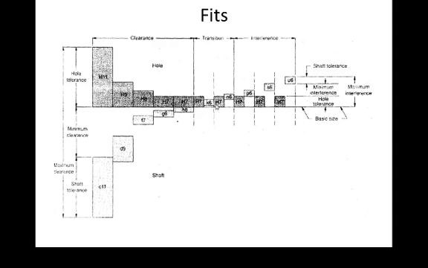Now a transition fit is intermediate between the clearance fit and interference fit. Now in the case of an interference fit, the hole sizes and shaft sizes are going to vary. This is the minimum size of shaft, maximum size of shaft, maximum size of hole and minimum size of hole. Now the minimum size of shaft is greater than the maximum size of hole, therefore definitely interference will be available. And the fit which does not lie in either clearance or interference is called a transition fit.